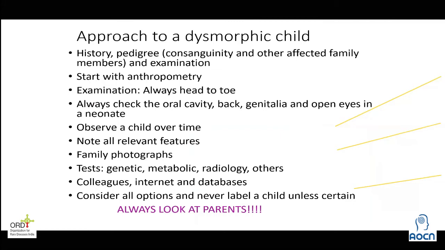So what do we do? We approach the dysmorphic child in a very systematic way. Most people would do this. You take the history, the pedigree, ask about consanguinity, other affected members, and do a detailed examination. It always starts with anthropometry, whether it's prenatal or postnatal. You examine always from head to toe. Although some key features may stick out at you, you still do a detailed head to toe examination. Never miss out the oral cavity, the back of the child, genitalia, and open eyes in an infant, because sometimes an open eye can show you cataracts, anophthalmos, a whole lot of other things.